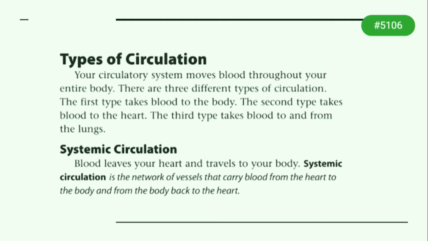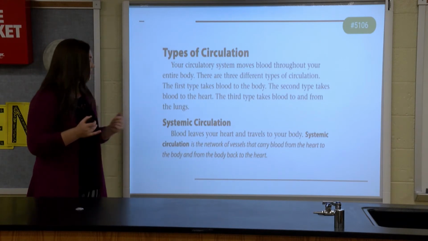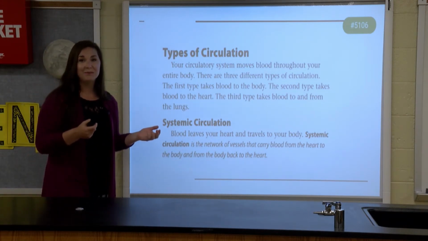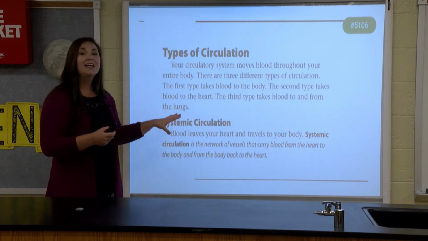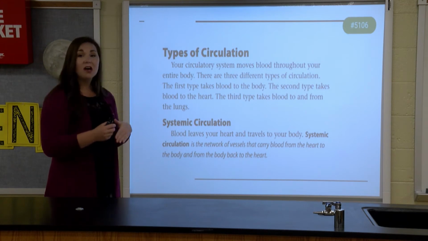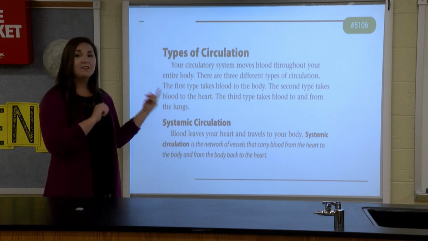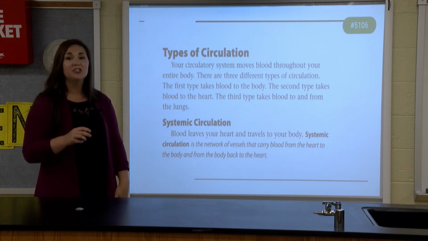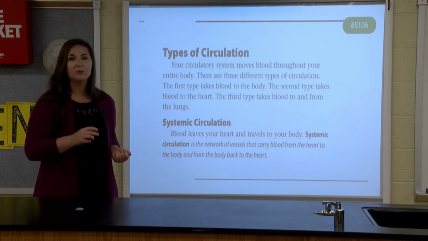All right, we have 3 different types of circulation. They have specific things that they do, which is why we have 3 different types. The systemic one is probably the one that you think of the most, because the vessels are going to take blood throughout your body from the heart and then back to the heart after it's gone to where it needs to go in the body. So systemic circulation is just taking care of your full body systems, if you want to think of it that way.